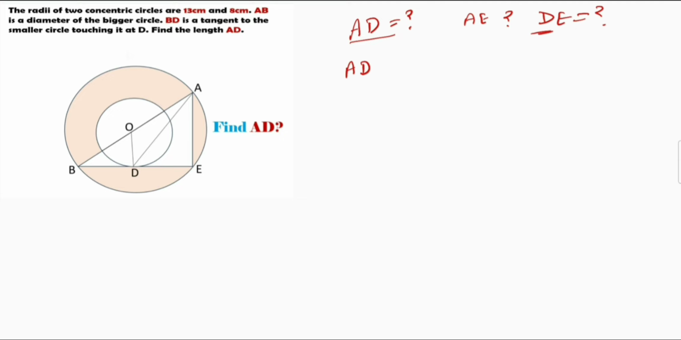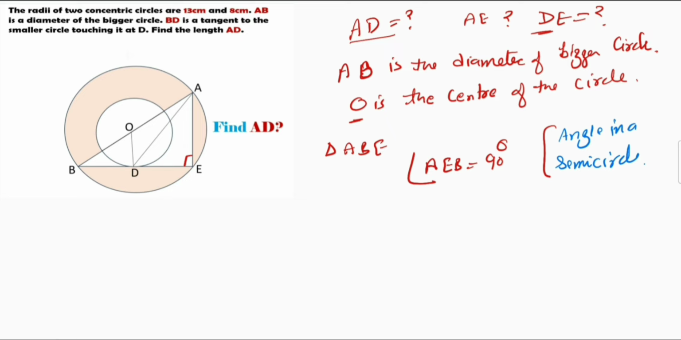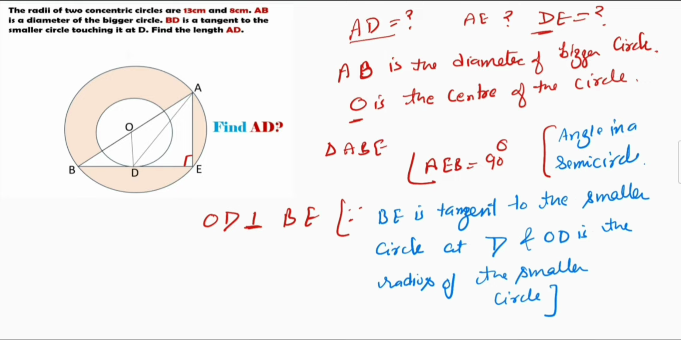It is given that AB is the diameter of the bigger circle and O is the center of the circle. So if we see the triangle ABE, the angle AEB will be equal to 90 degrees because the angle in a semicircle is always equal to 90 degrees. Given that BD is the tangent to the smaller circle which touches it at this point, OD will be perpendicular to BE, and BD will be equal to DE. So let me mark this as 1.